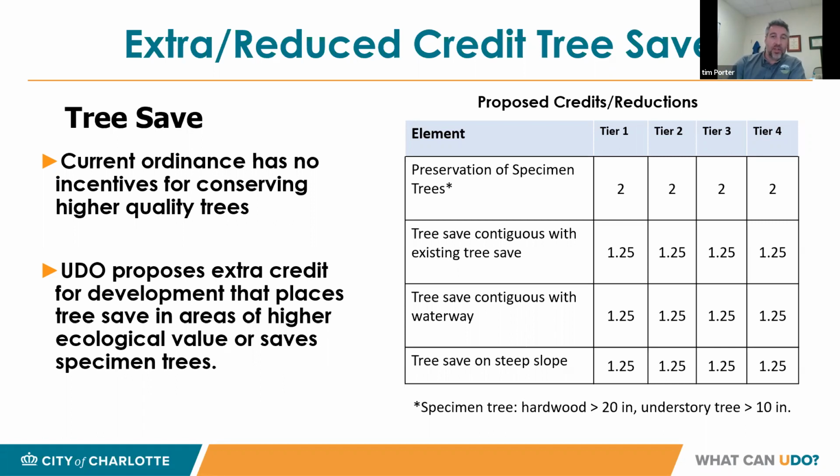If you locate your tree save adjacent to existing tree save or existing protected canopy, you get 1.25 times extra credit. Same thing with adjacent to a waterway. It's very common for tree save to be proposed next to streams. That option, of course, continues, but you may be able to get additional extra credit now. And if you do it on steep slopes as well, which currently doesn't exist, you'd get extra credit as well, 1.25 times.